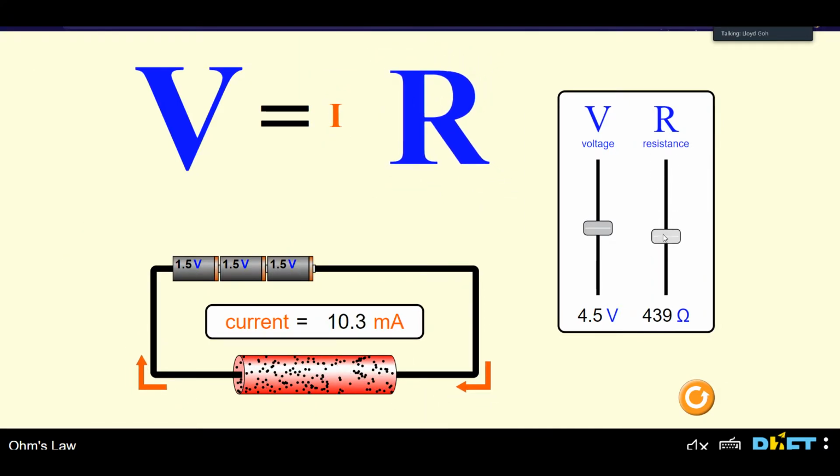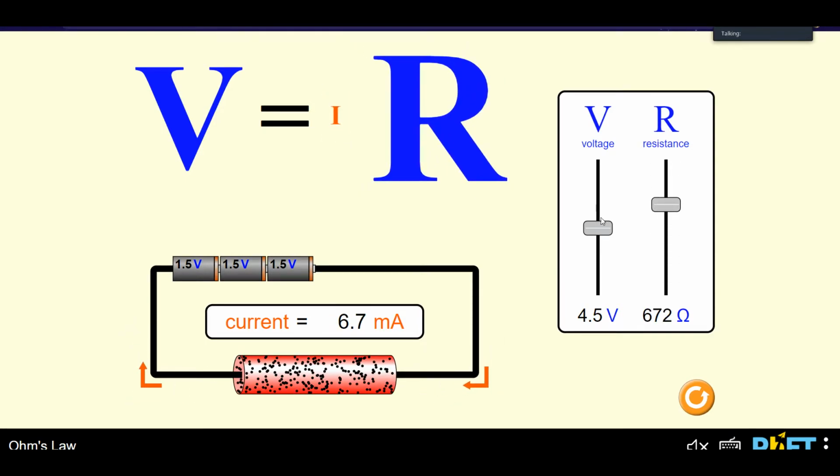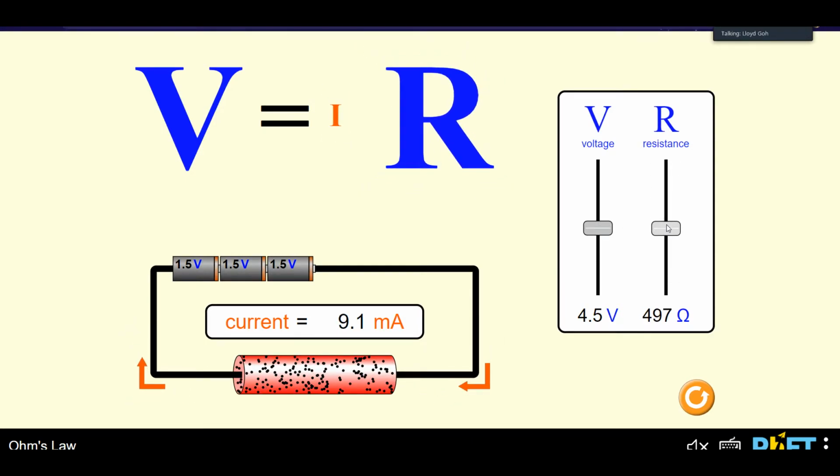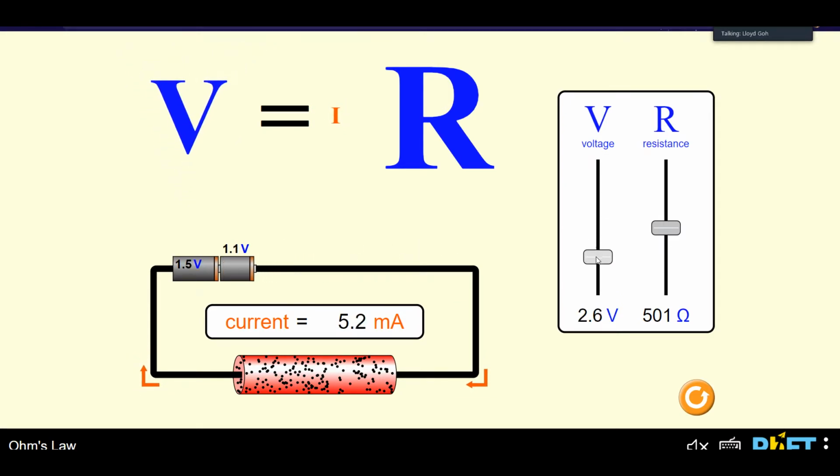Basically it's trying to tell you the relationship between I, R and V. The formal definition of resistance is that if we keep resistance constant, you'll see the relationship between V and I is linear. That means when V increases, I will increase. When V decreases, I will also decrease.